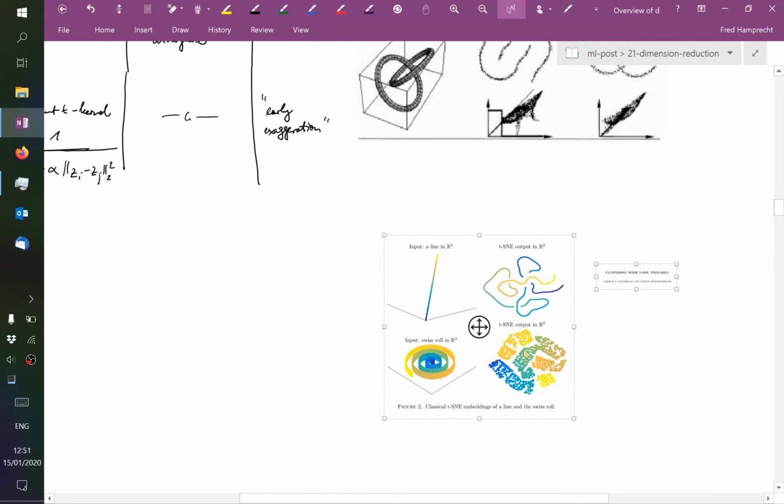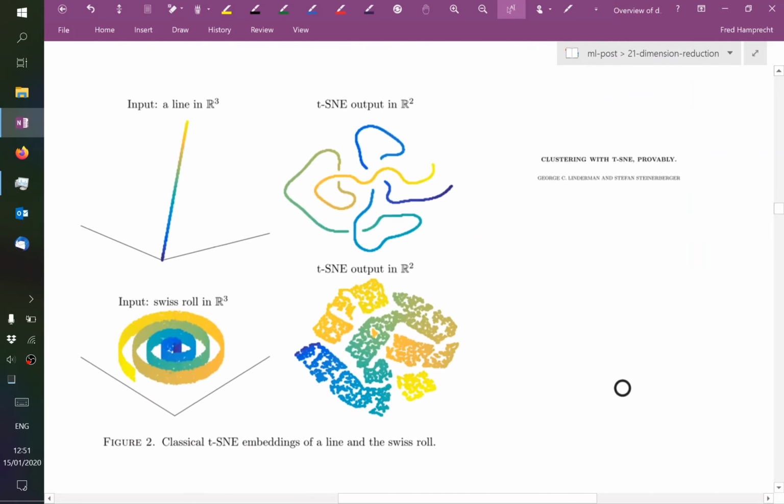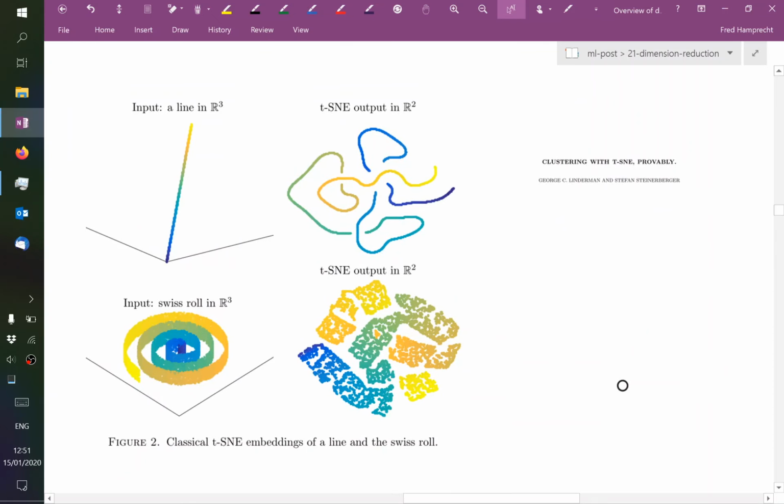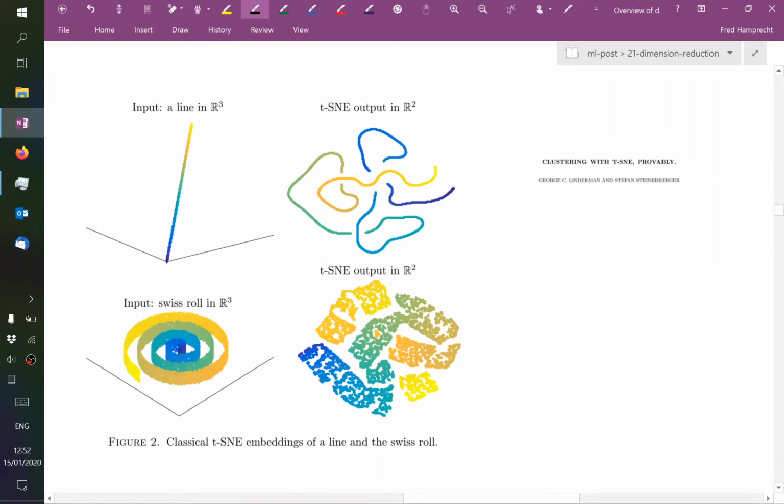Now these pictures are not from a t-SNE paper. It's a paper from Linderman and Steinerberger, and they give these somewhat mean examples. So here on the left is the input, a straight line in a three-dimensional space, and the task is to give a dimension reduction of this straight line to 2 dimensions. And of course, the optimum answer is a straight line in 2 dimensions. But you see on the right-hand side the pretty creative embedding that t-SNE finds.